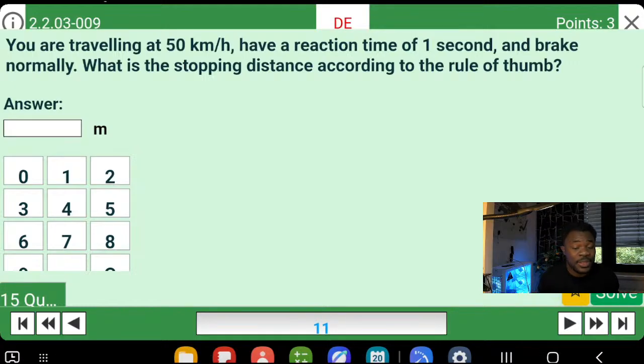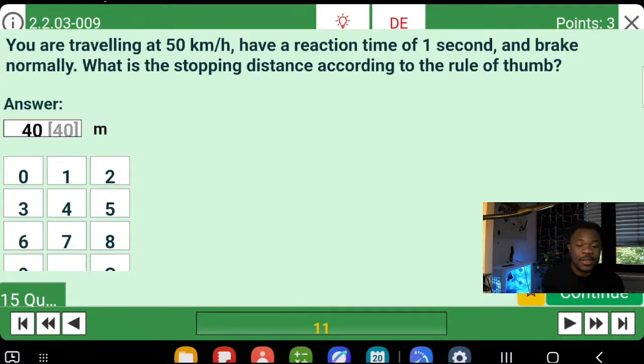Now, how do I get the stopping distance? Stopping distance is the braking distance plus the reaction distance. How do I get the braking distance and the reaction distance? From the speed, I'm going to be able to determine both. With a speed of 50 kilometers per hour, my braking distance will be 25 meters, and my reaction distance will be 15 meters. So I take the 25, which is the braking distance, plus the 15, which is the reaction distance, to give me 40 meters. So 40 meters is the correct answer right here.